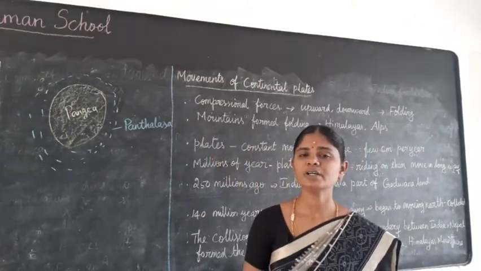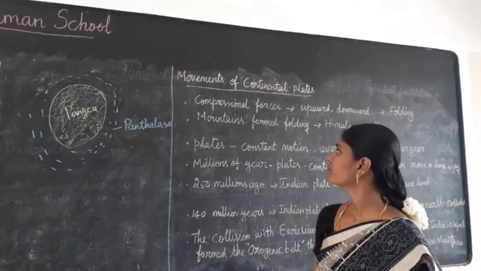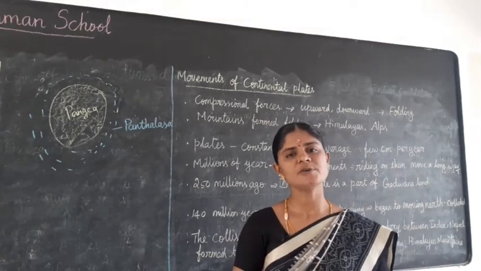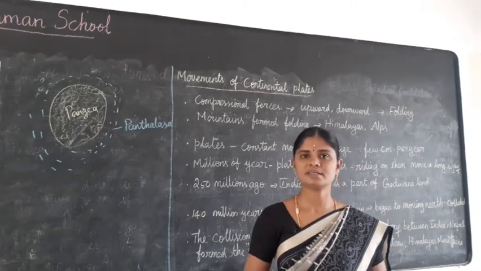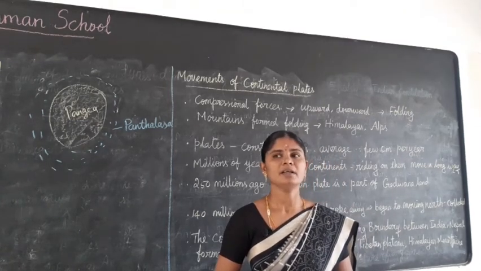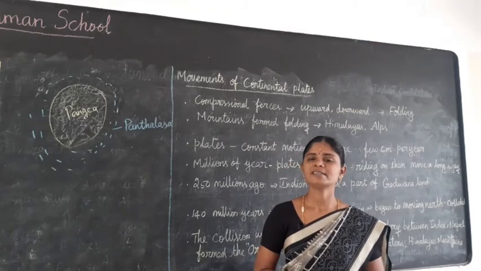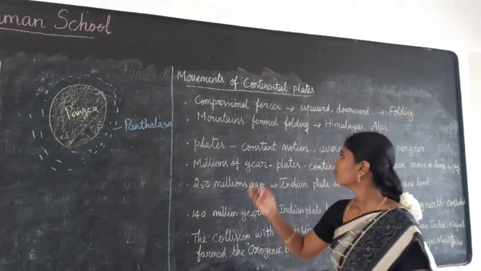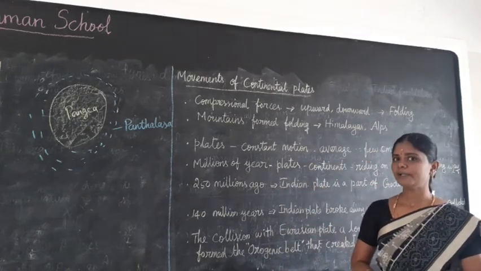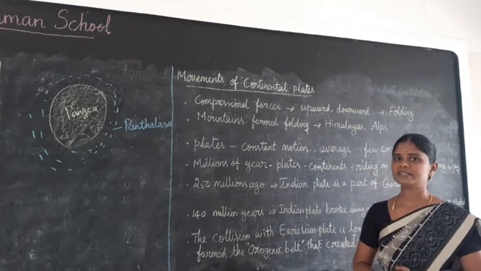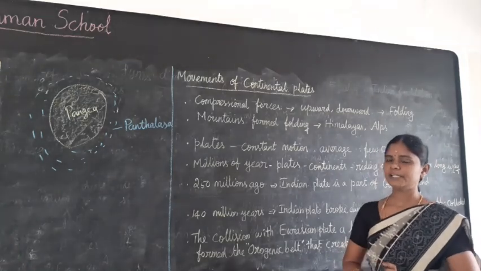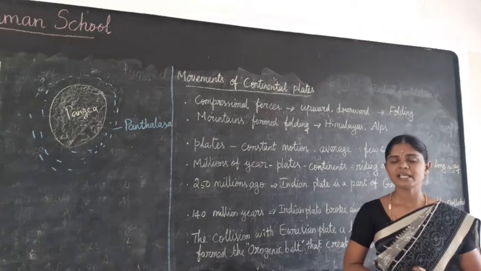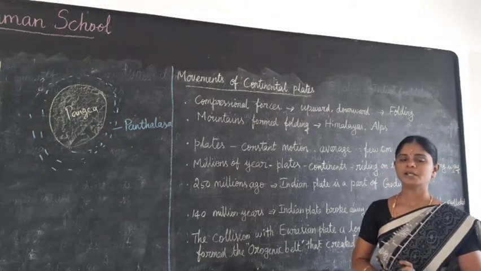Next we learn about the movements of the continental plates. Due to lateral compressional forces, the plates are forced to move upwards and downwards. The movement of the plates upwards and downwards is called folding. Mountains formed by folding are called fold mountains. The process of folding creates lofty mountain ranges such as the Himalayas and the Alps.